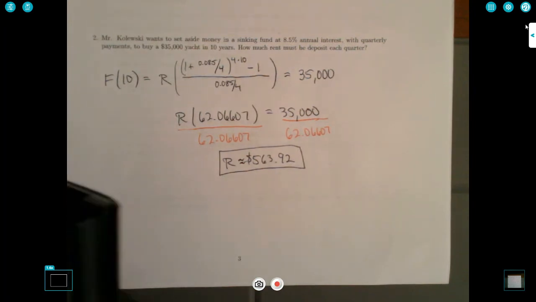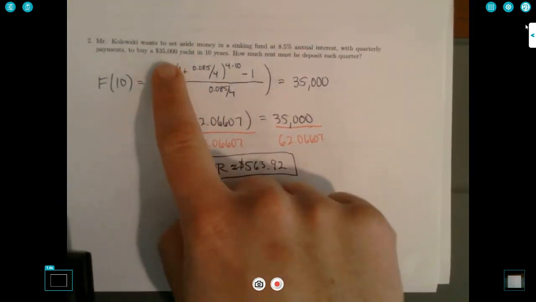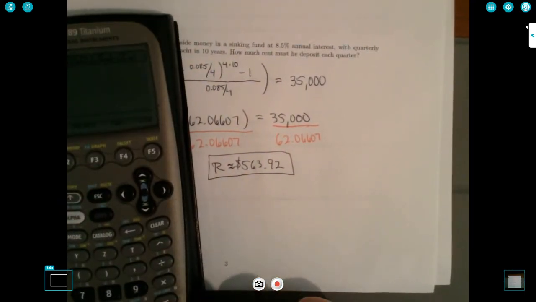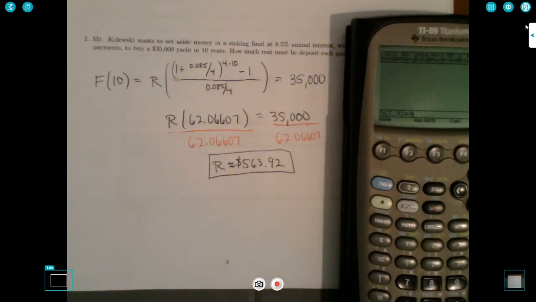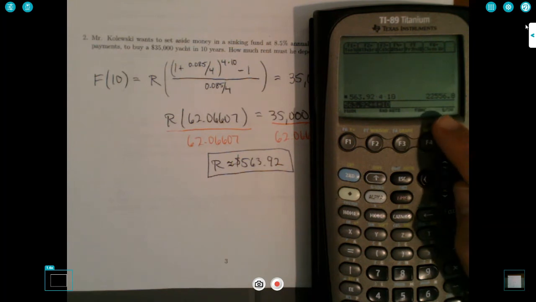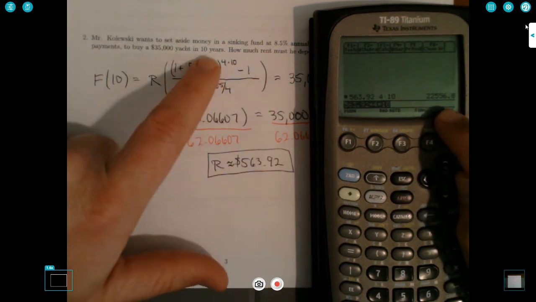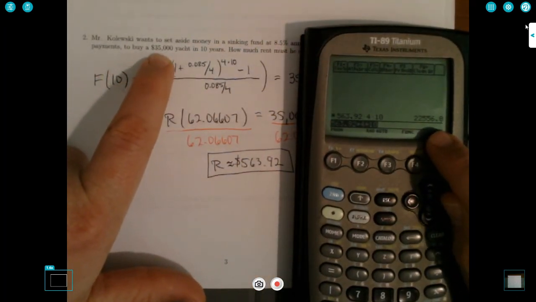Now, how much money, I wonder, is he actually going to put into the account in order to get this amount of money? It's not going to be $35,000, right? It's going to be 563.92 times, if he does this quarterly, then that would be 4 times per year. So times 4. And he wants to do this for 10 years, so times 10. And that equals $22,556.80. So he's going to put in $22,556.80 of his own money. And over the course of the 10 years that it's in this sinking fund, it's going to turn into $35,000 that he can use to buy his yacht.